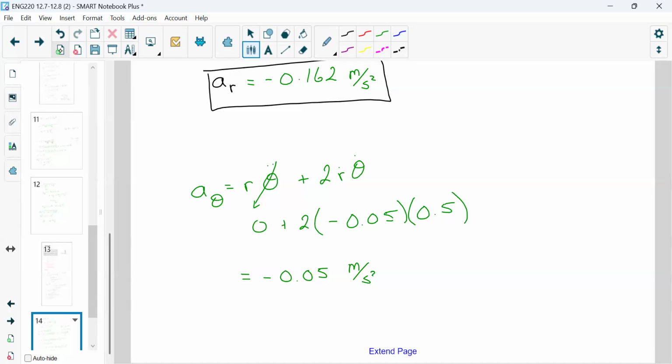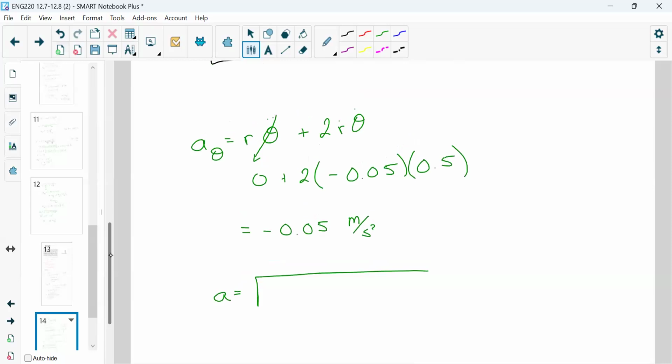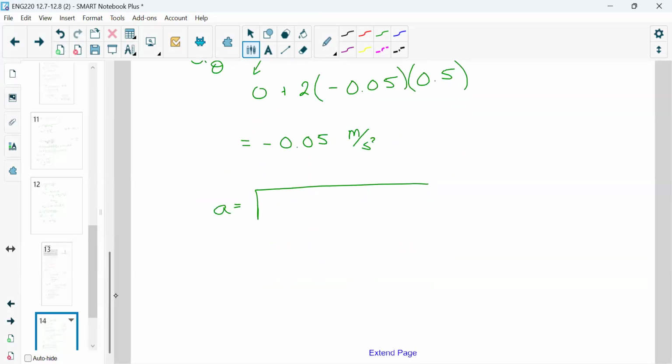All right. So let's figure out what is going on with our a value. That's then going to be the square root of a sub r, negative 0.162 squared, plus negative 0.05 squared, which gives 0.169.